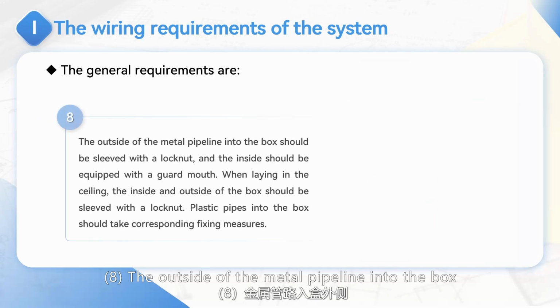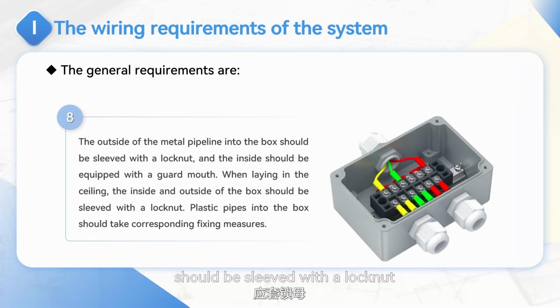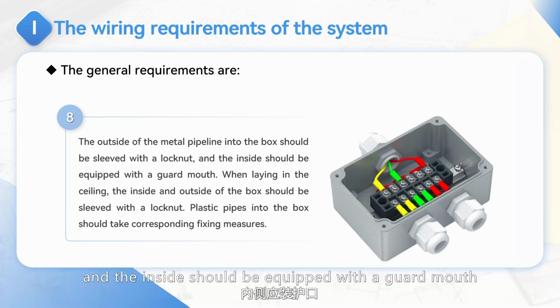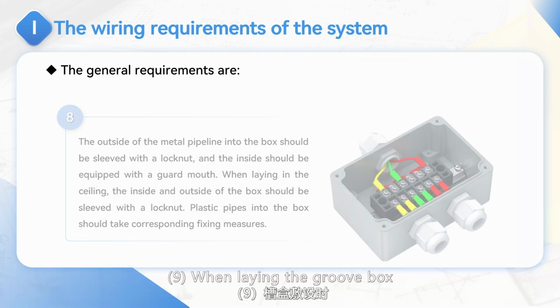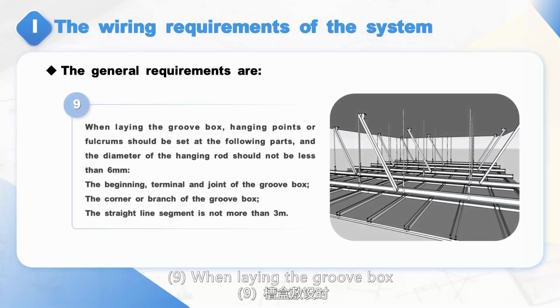8. The outside of the metal pipeline into the box should be sleeved with a lock nut, and the inside should be equipped with a guard mouth. When laying in the ceiling, the inside and outside of the box should be sleeved with a lock nut. Plastic pipes into the box should take corresponding fixing measures. 9. When laying the groove box, hanging points or fulcrums should be set at the following parts, and the diameter of the hanging rod should not be less than 6 mm.